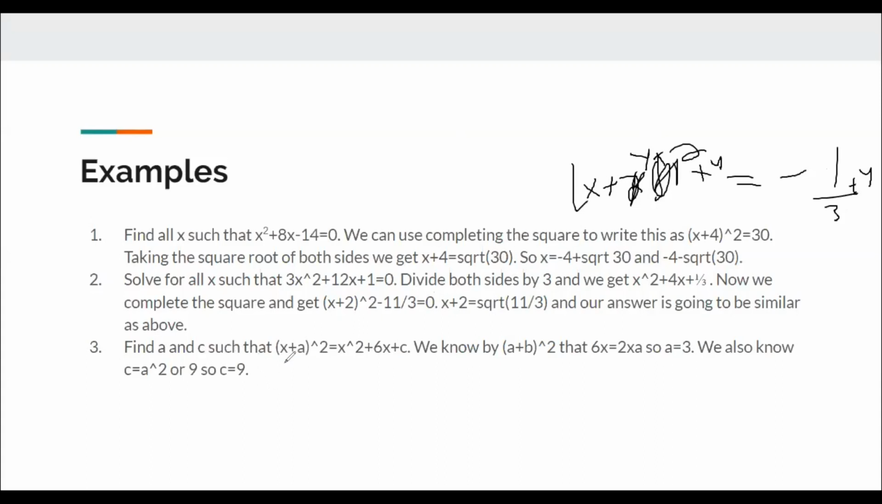Find a and c such that (x plus a) squared is equal to x squared plus 6x plus c. So we know by (a plus b) squared that 6x will be equal to 2ax, because (x plus a) whole squared is x squared plus a squared plus 2ax, which is right here. So a is going to be equal to 3. And we also know c is equal to a squared, because of x squared plus a squared plus 2ax again. So c is equal to a squared, or 9 in this case.